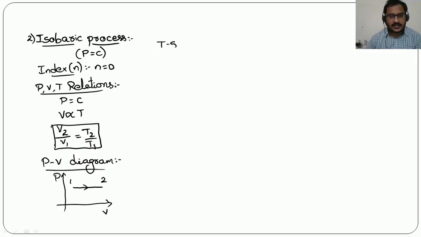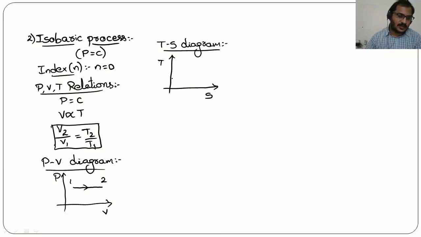Now let us consider the TS diagram. See, when we have considered the TS diagram, here volume is increasing due to expansion. So when volume increases, temperature also increases. So as temperature increases, the process that is happening here is heating. So therefore process 1 to 2 goes like this. When heat is added, then automatically the temperature increases and at the same time entropy increases. So that is the reason we are drawing the curve in this particular direction.